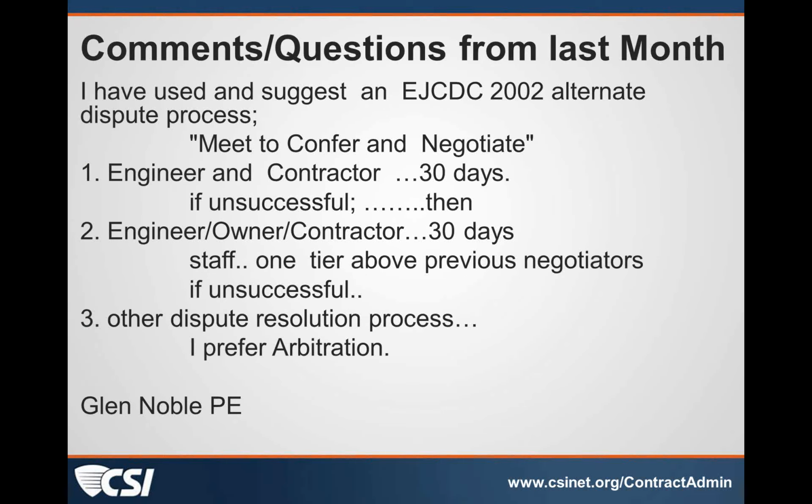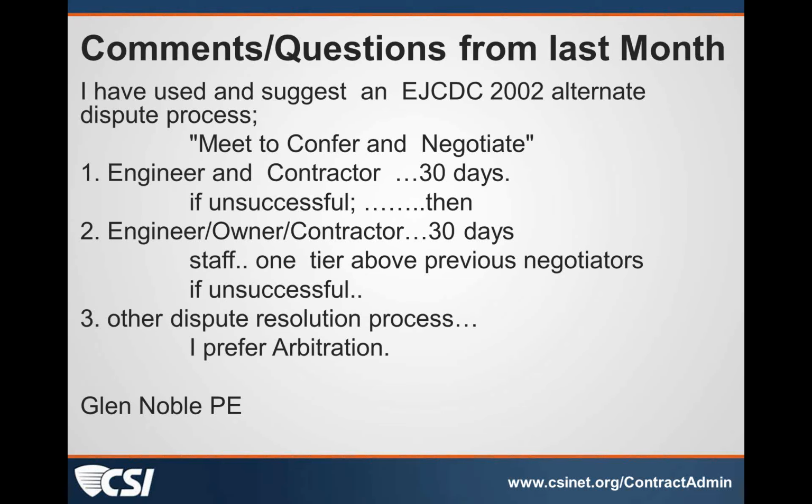So from last time, the first comment or question is on the screen there. I have used and suggested an EJCDC 202-2002 alternative dispute process where you meet and confer and negotiate. First, the engineer and the contractor have 30 days to meet, confer, and negotiate. If that's unsuccessful, then the owner gets brought into the picture and they give it another 30-day process, and then if that's unsuccessful, then they go to the dispute resolution process. So we wanted to share that. That comes from Glenn Noble.